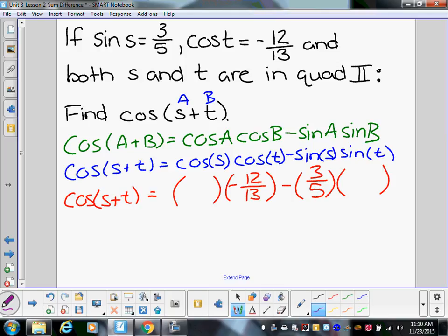All right. So, for my angle S, I have sine. Back from unit 1, sine is y over r. So we can get x using the Pythagorean Theorem. X is 4. I'm going to skip the part where I do all this work because you all know how to do this. 25 minus 9 is 16. Square root of 16 is 4.